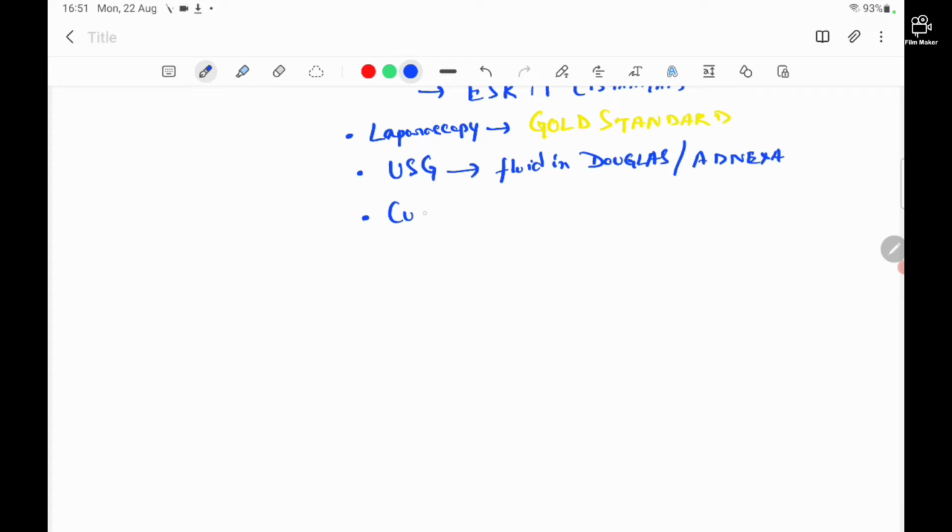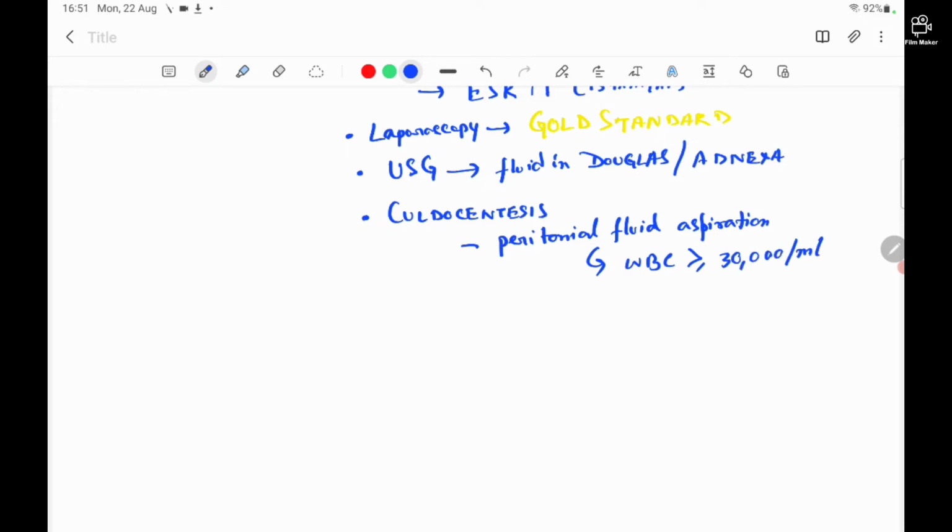And culdocentesis, which is actually peritoneal fluid aspiration. In the peritoneal fluid aspiration, if there is PID, you will find that the WBC count is around or greater than 30,000 per ml.